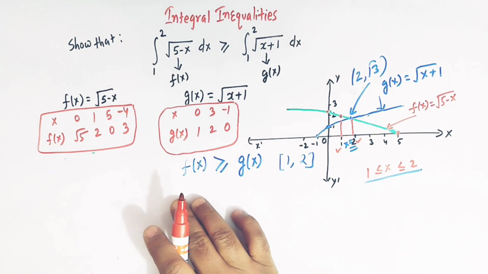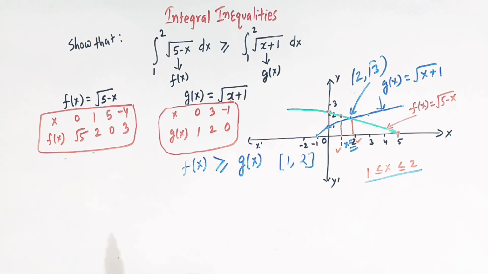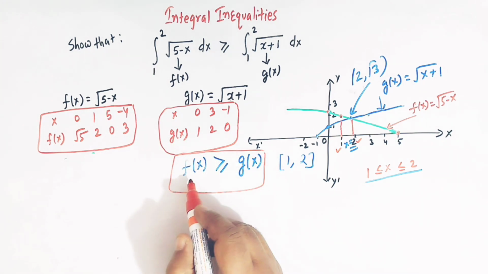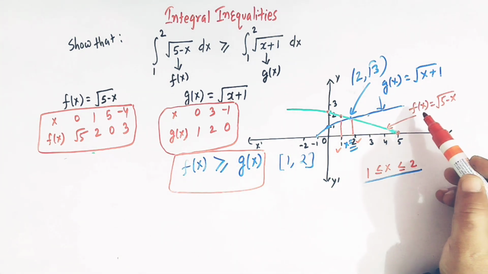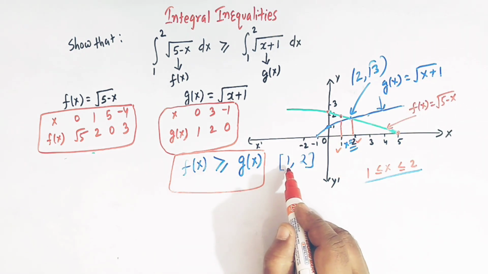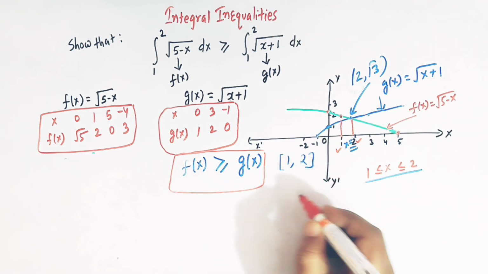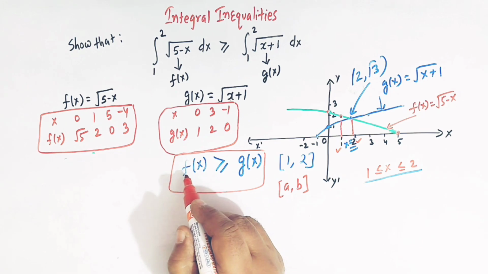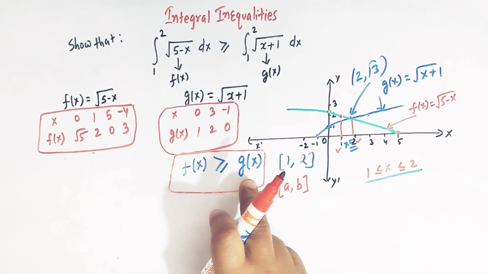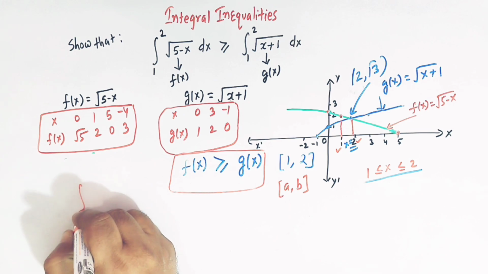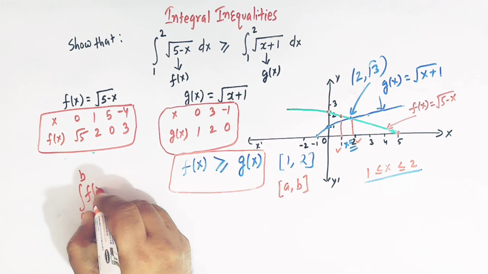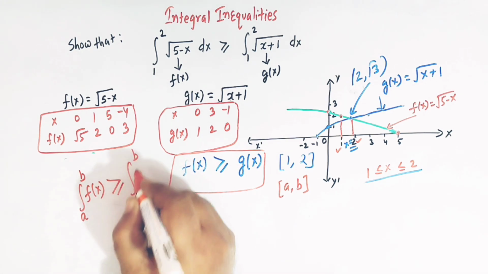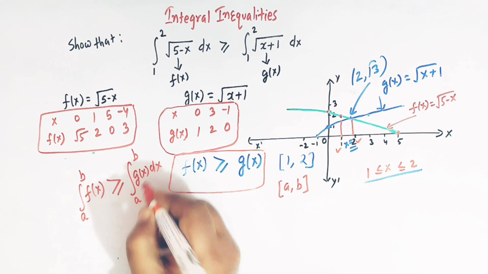So now here we apply an important property from definite integrals, right? See, if we have two functions f of x and g of x, as we have here, and the interval is given as 1 comma 2, and in general if we have the interval say a comma b, and f of x and g of x satisfy this property, then the integral from a to b of f of x should be greater than or equal to the integral a to b g of x dx, right?